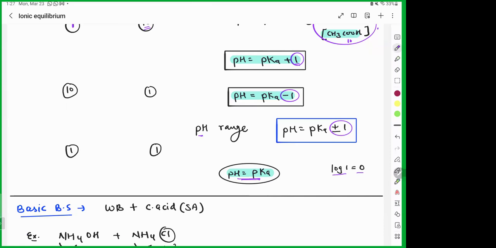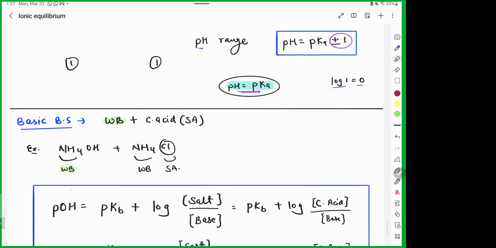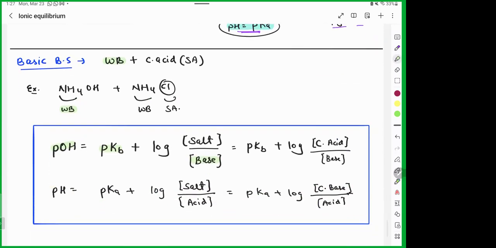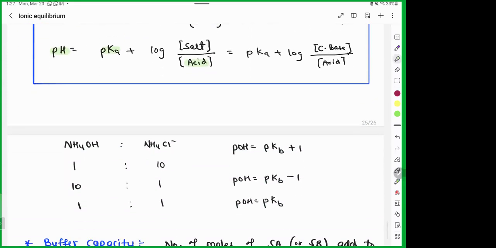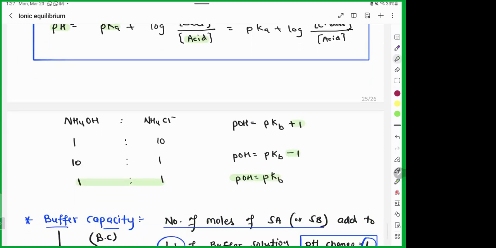Just like you have an acidic buffer solution, in the same way you have a basic buffer solution with a weak base. Formula is the same way, pOH is equal to pKb plus log salt by base. And for acid, it was pKa and salt by acid. Same in all situations. If you take salt by base, what will be the value? Exactly the same way. If both are equal, log 1 value will be 0.